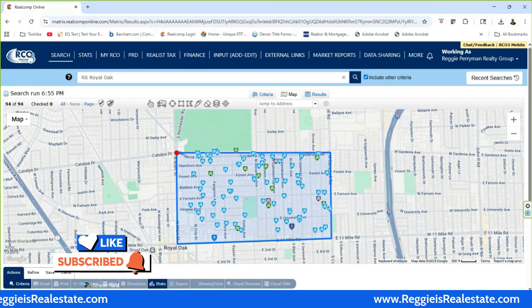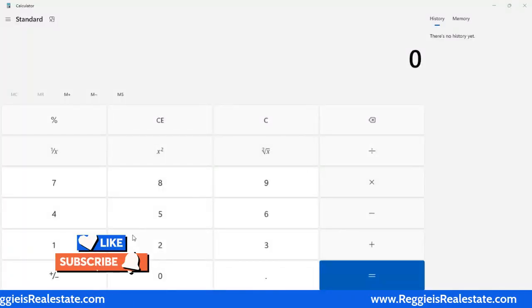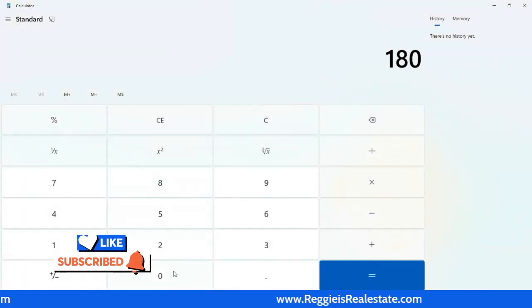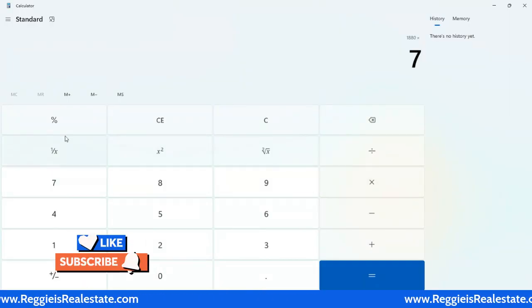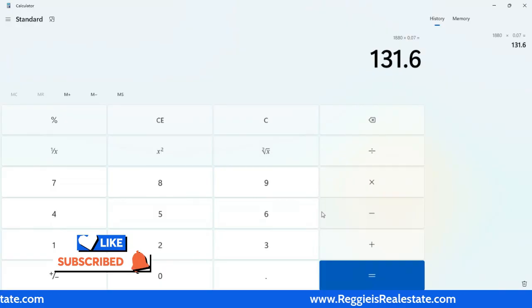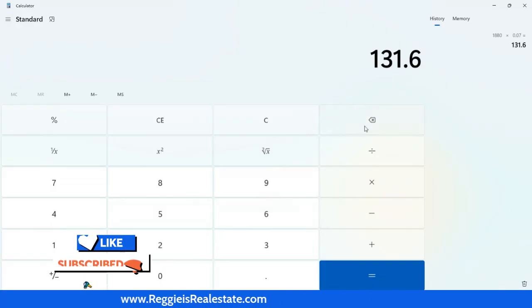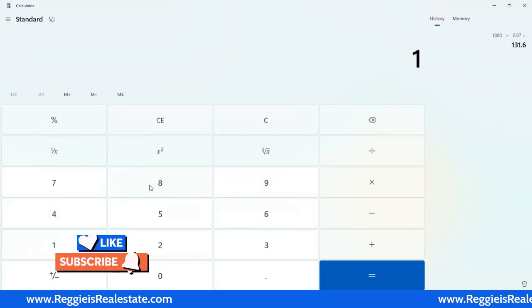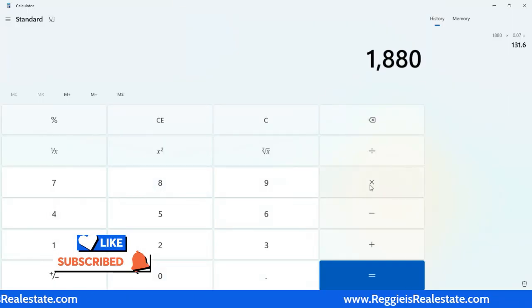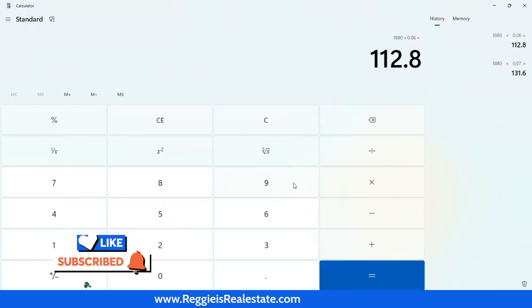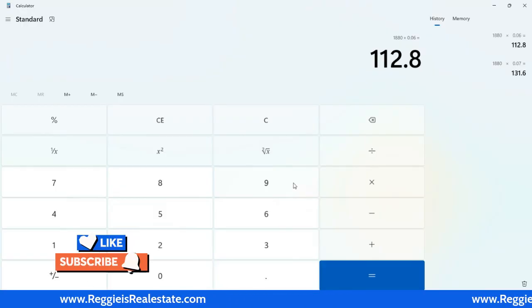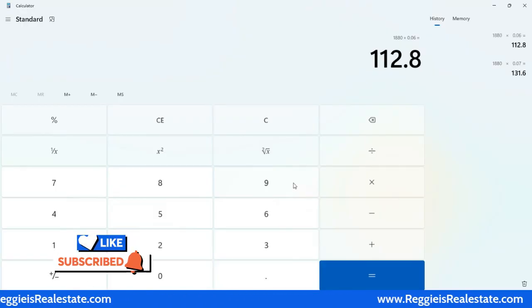Now, it's pretty simple. So now we're just going to put in 1880, and we're going to multiply that times 7%. So 131. Then we do 1880 times 6%. 112. So right now there's only 94.